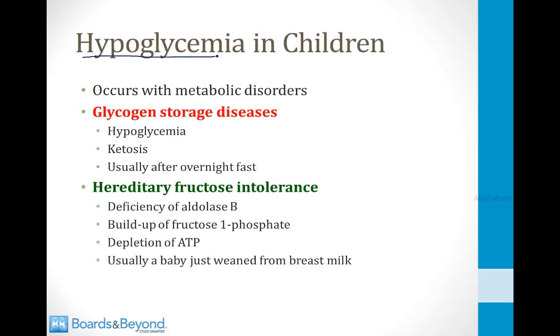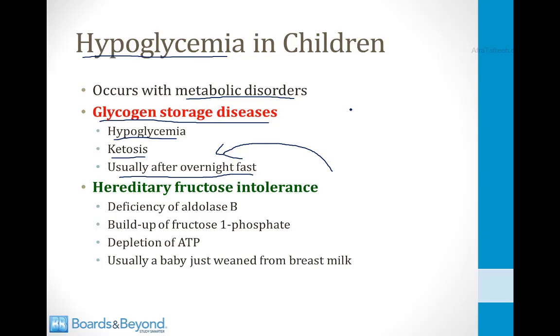Finally, let's talk about hypoglycemia between meals. As I explained before, the body has a number of mechanisms to maintain the blood sugar level during times of fasting and starvation. But in children who have metabolic disorders, sometimes these metabolic pathways fail. One of the ways children can develop hypoglycemia between meals is if they have a glycogen storage disease. I talk about these in detail in the module on glycogen, but for our purposes here, just know that these disorders result in hypoglycemia and ketosis between meals. It's usually after an overnight fast because at this point in time, the children are heavily reliant on their glycogen stores, and if they have a storage disease, they won't be able to maintain the plasma blood sugar level.